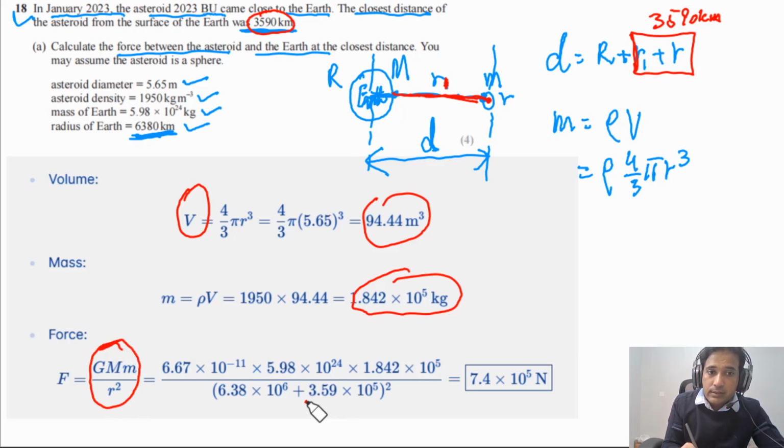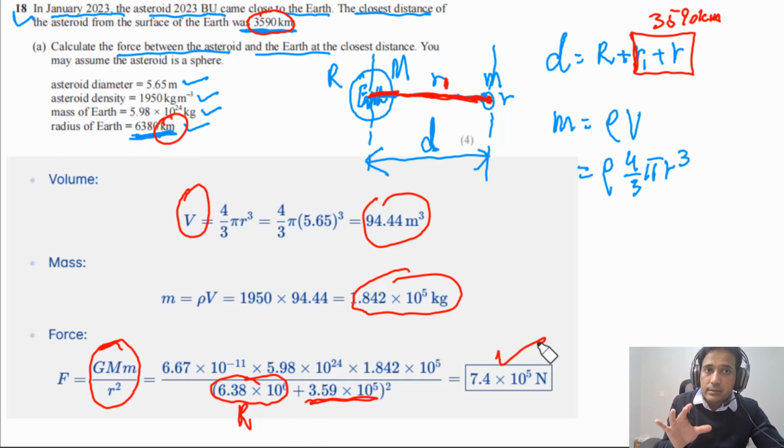And this one is the distance of closest approach. Let me explain again. The distance of closest approach we are taking from the center of the asteroid to the surface. So this distance is given. So is this one, and this one is the radius of Earth. So we have to take this r as well. This is given in kilometers, so we have to convert it to meters. So this is the final answer.